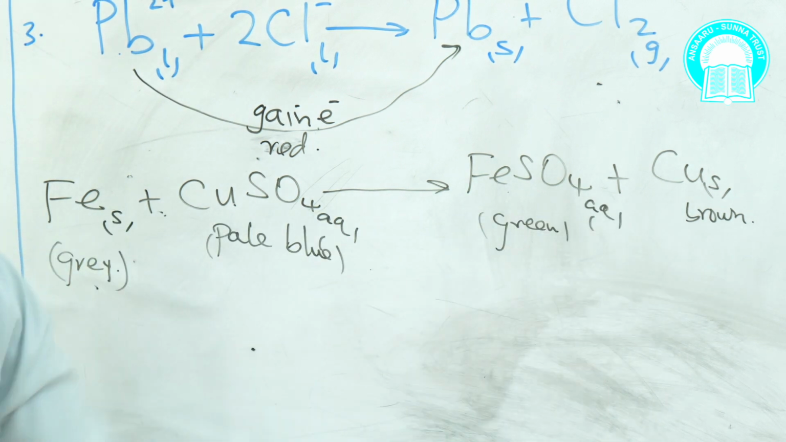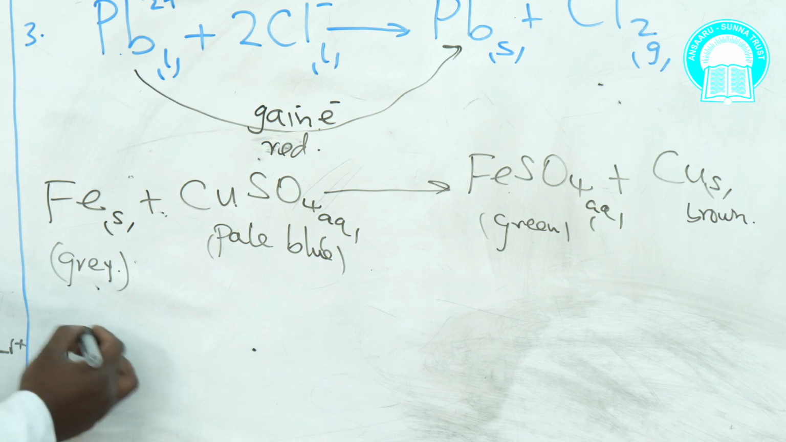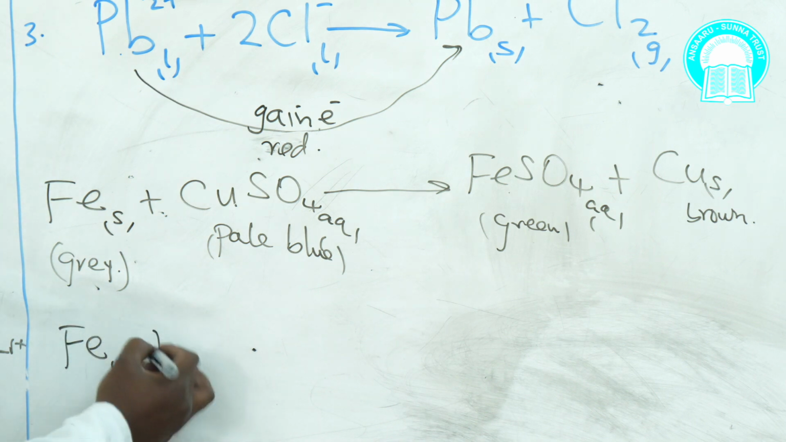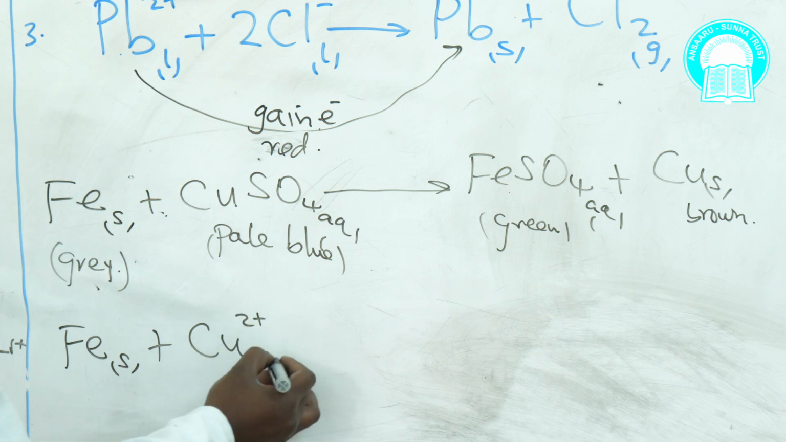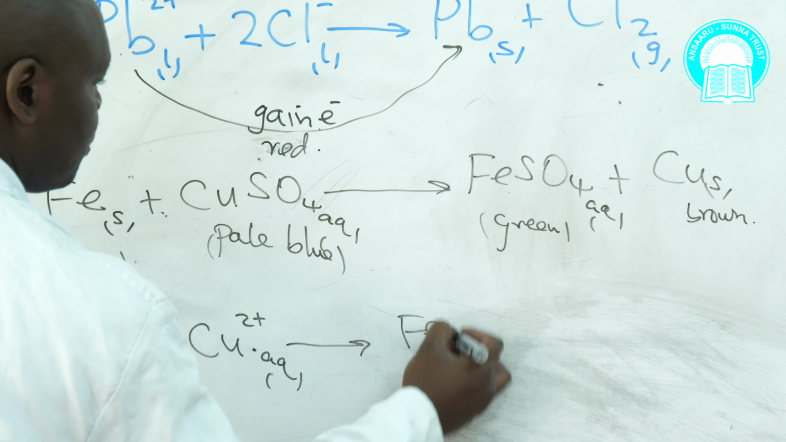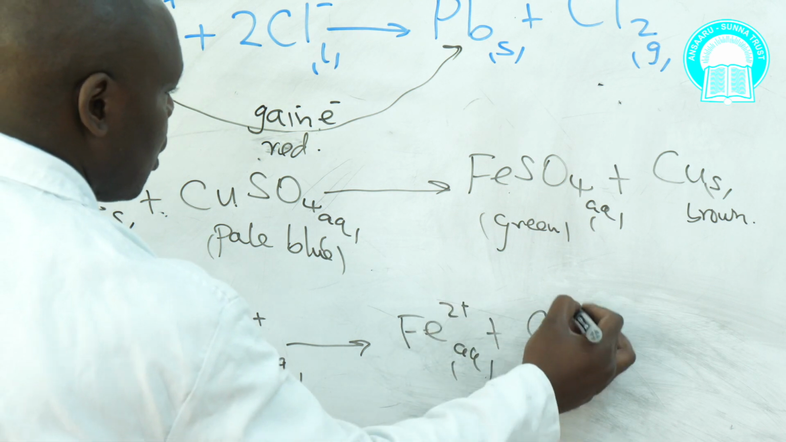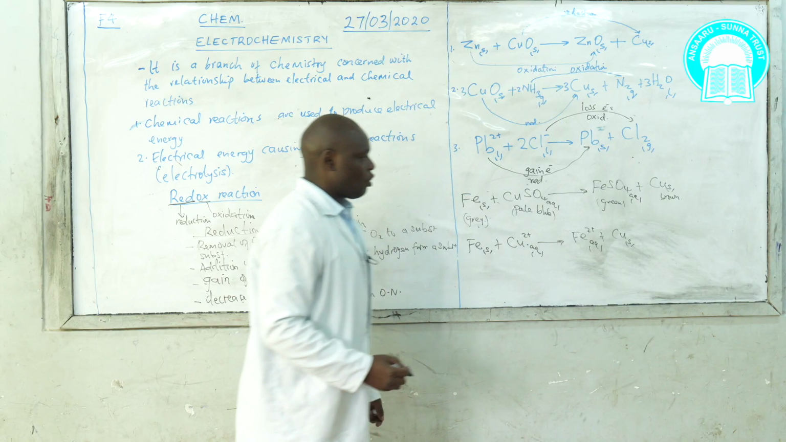Then there is a brown solid that is formed there. If we derive an ionic equation from here, we can see that iron reacts with copper 2 ions in solution to produce iron 2 ions and copper metal.